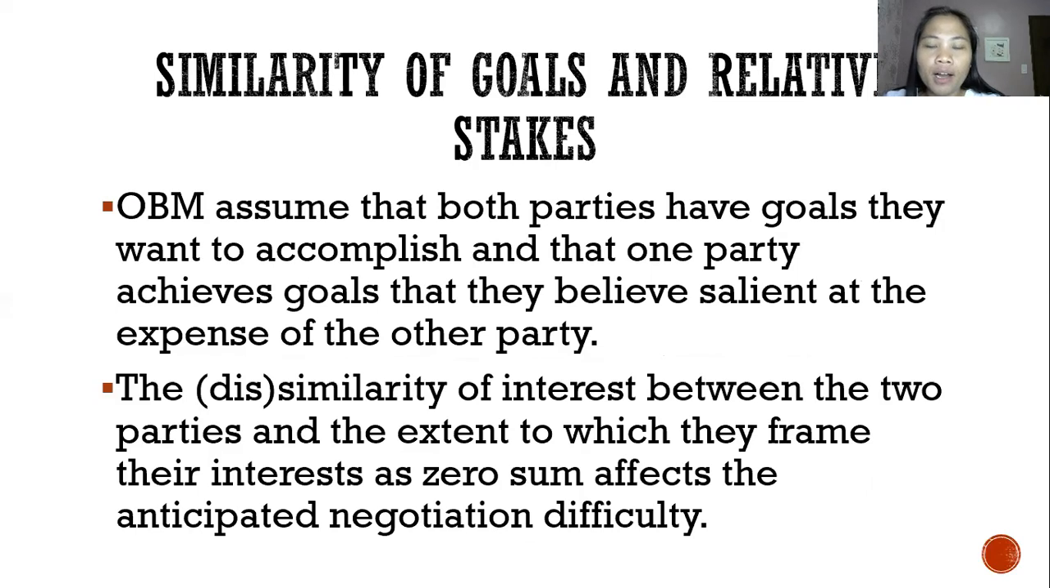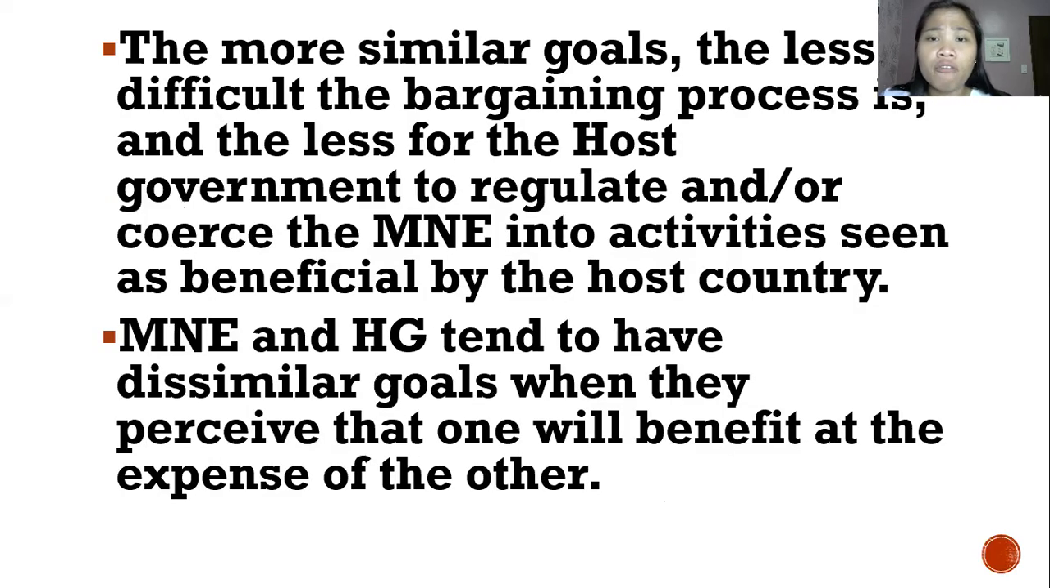OBM assumes that both parties have goals they want to accomplish and that one party achieves goals that they believe to be the highlights or the salient at the expense of the other party. That's why we say HC and MNE are conflicting. The dissimilarity of interest between the two parties and the extent to which they frame their interests as zero-sum affects the anticipated negotiation difficulty. Of course, if they have more similar goals and they think they are both beneficial to each other, then the less difficult the bargaining process is.